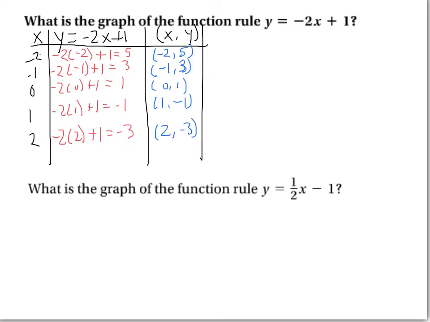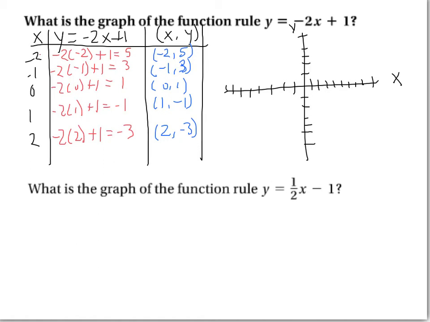Once you have your table filled out, then you actually can graph. So here's my x and y coordinates. X is always left and right. Y is up and down. Going to the right is positive. Left is negative. Up is positive. Down is negative. So now I'm just going to plot all my points that I have.